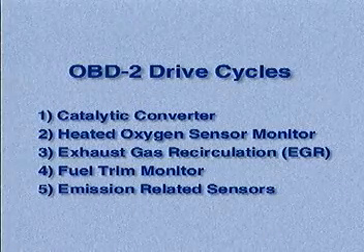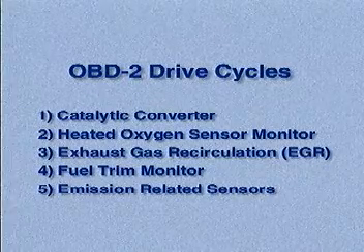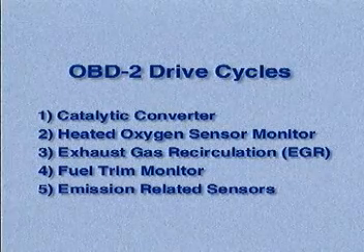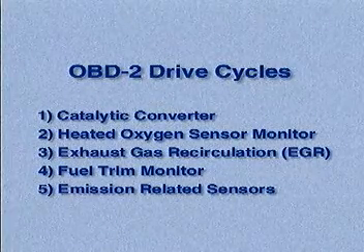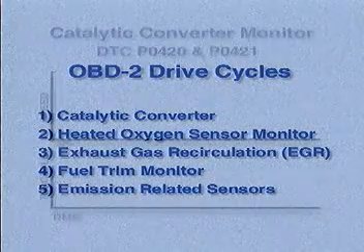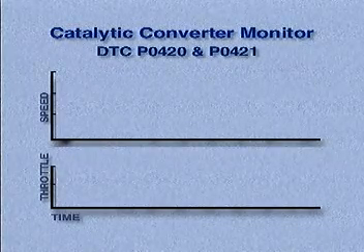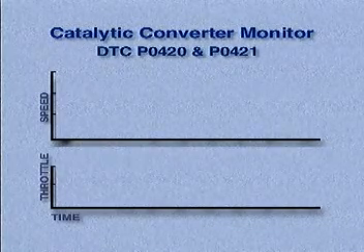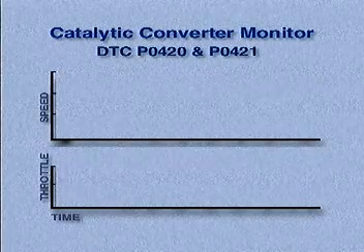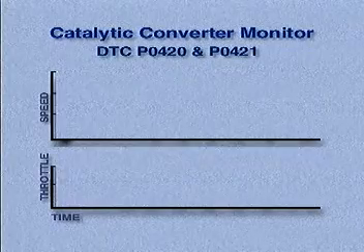The drive cycle patterns were designed so that the engine operates under the best conditions to monitor the performance of the particular system you need to test. This is going to make your life easier, so let's step through each of these tests. The drive cycle for the catalytic converter monitor can be completed in 20 minutes or less. You'll run this test if the ECM has set DTCs P420 and P421.